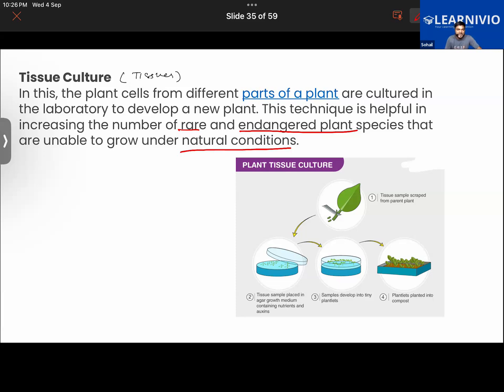So I hope you guys are getting the concept of tissue culture. Priyanka, have you understood what happens in the method of tissue culture? Abu Bakr, you also tell me.